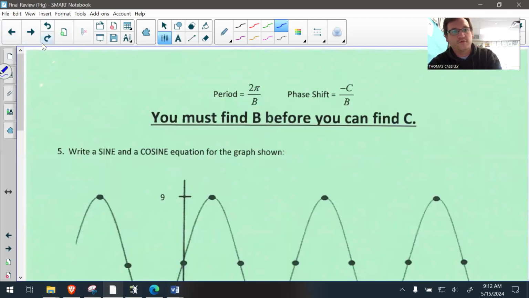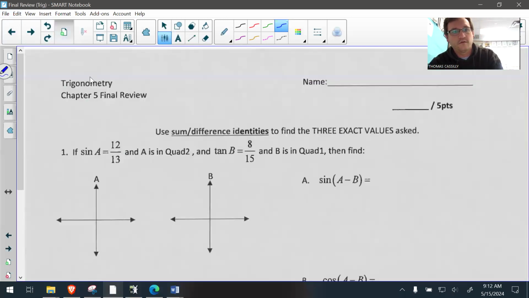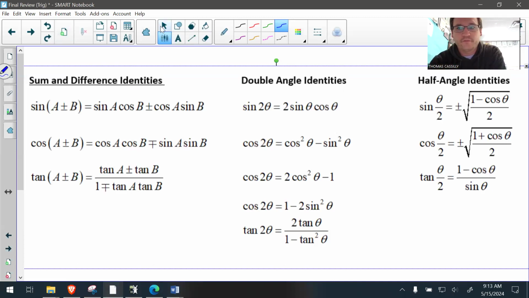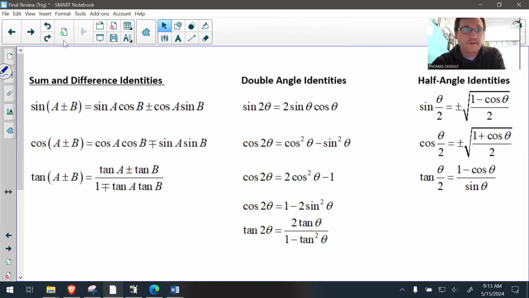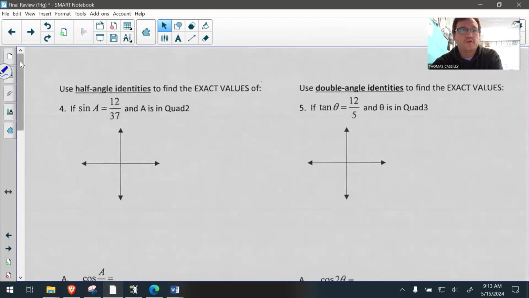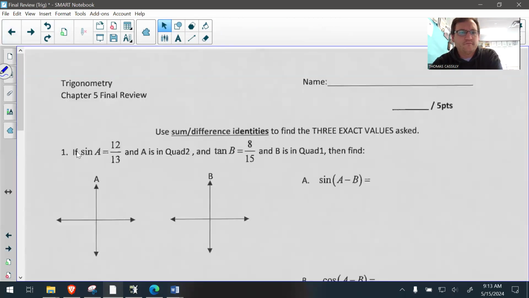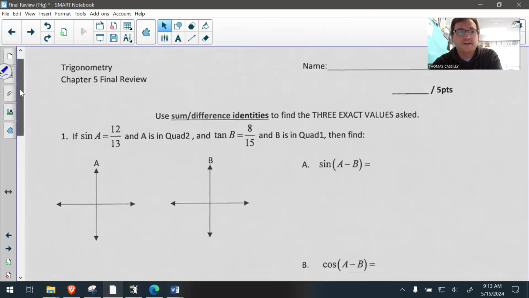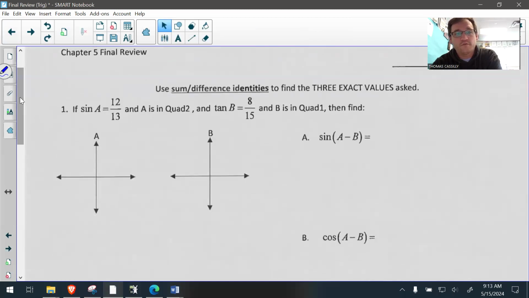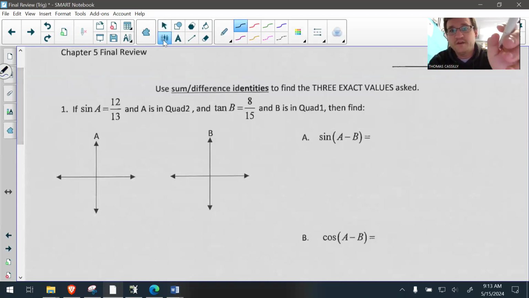All right, so here, I'll just throw these right here. I'm going to come back and forth to these. So first things first, they want us to use the sum and difference identities here. If the sine of A is 12 over 13 and the tangent of B is 8 over 15, and B is in quadrant 1. All right, so let's see here.